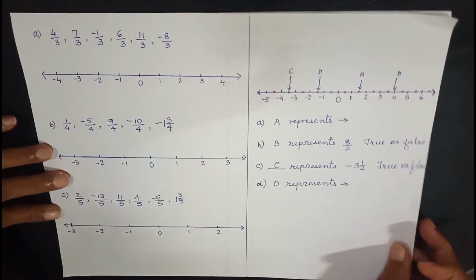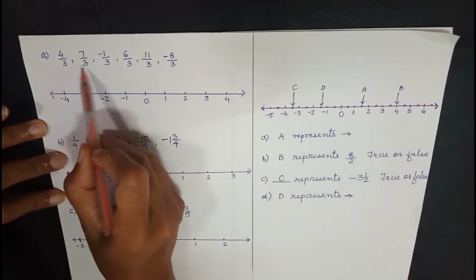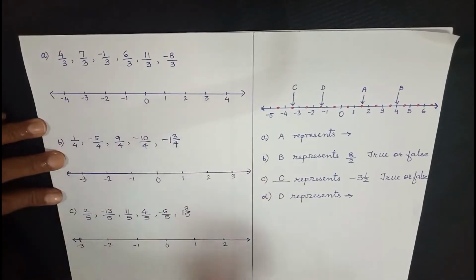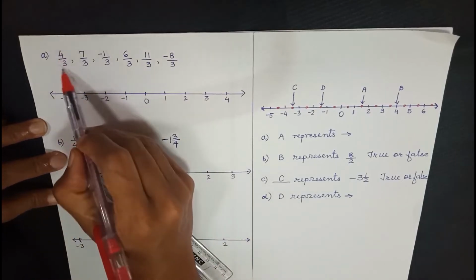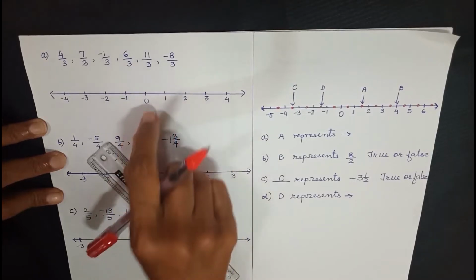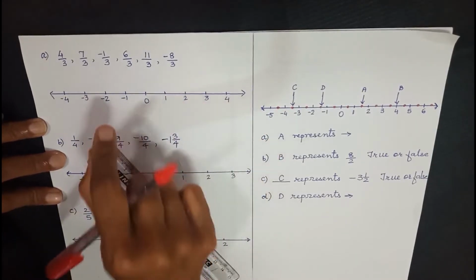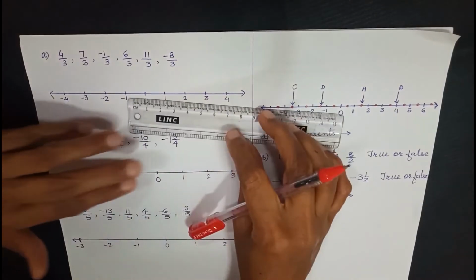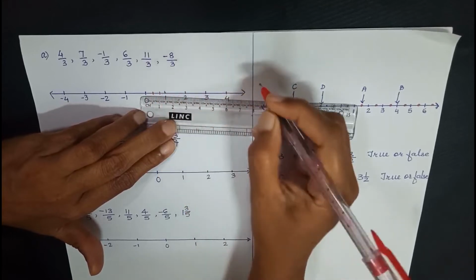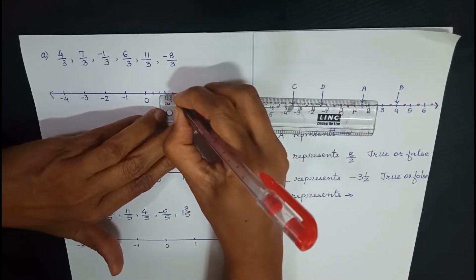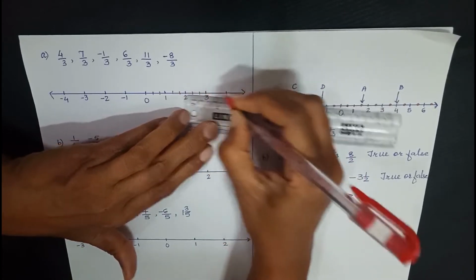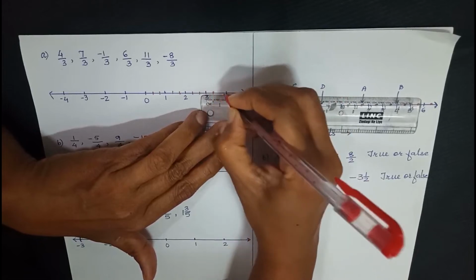Now let us say we have a number line like this. You can see there are various rational numbers given here, and I want to represent them on this number line. So what we do is, you can see all the denominators are 3. That means every unit on a number line, we divide it into 3 equal parts. So for dividing it into 3 equal parts, I will add 2 points at an equal distance between each unit.